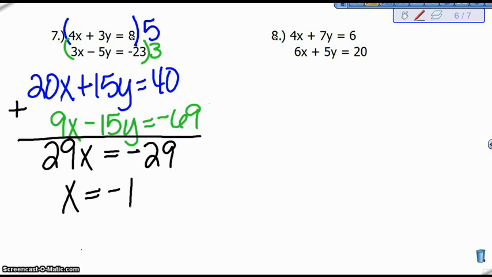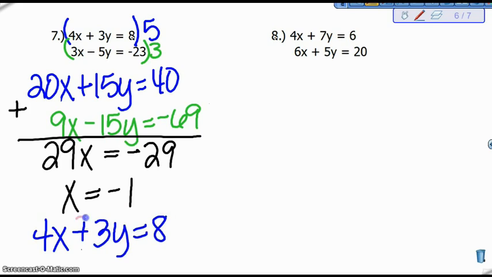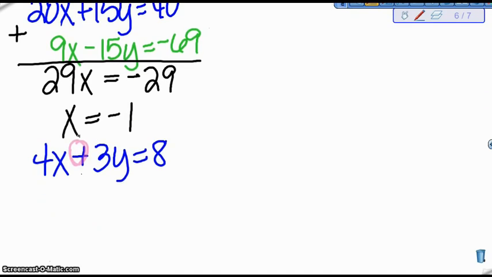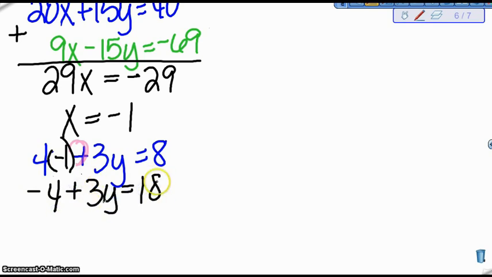To me, the easiest one's going to be the top one. So I'm going to choose to pick 4x plus 3y is equal to 8, only because the y is already positive right here. I don't have to worry about dividing by a negative. So what I'm going to do now is replace that y with a negative 1, and I'm going to solve like I normally do. Oops, not the y by a negative 1. I'm going to replace the x with a negative 1. So this becomes negative 4 plus 3y is equal to 8, not 18, equal to 8.